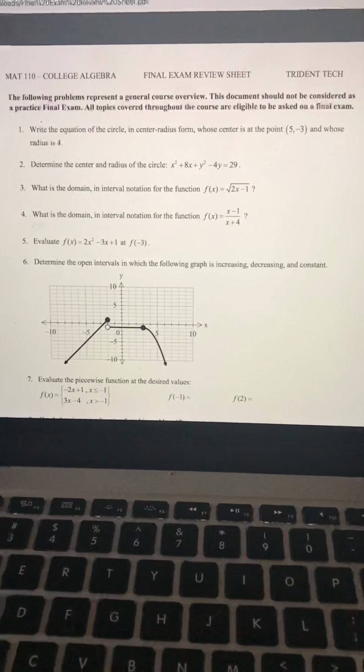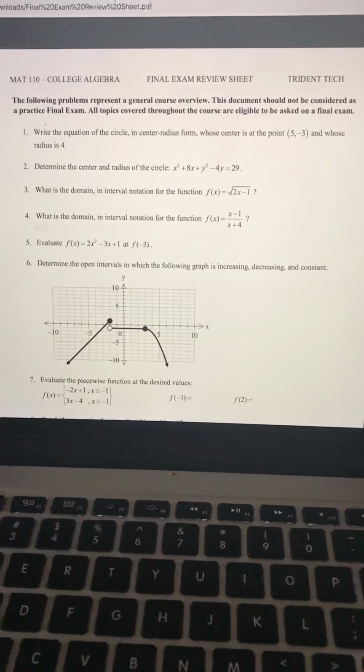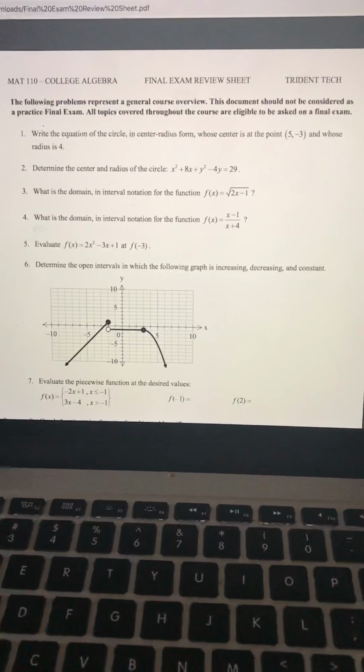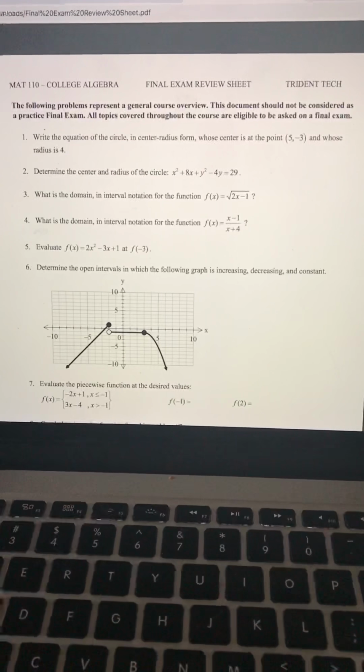So number one, write the equation of the circle in center radius form whose center is at the point 5, -3, and whose radius is 4. All right, so make sure that you are using pencil and paper for these. You want to write down the given information. 5, -3 is the center, and the radius is 4.